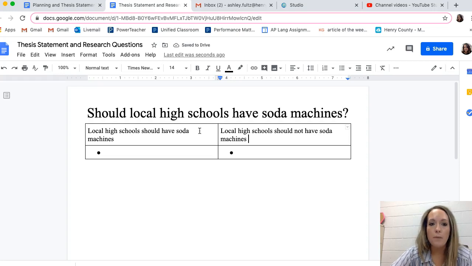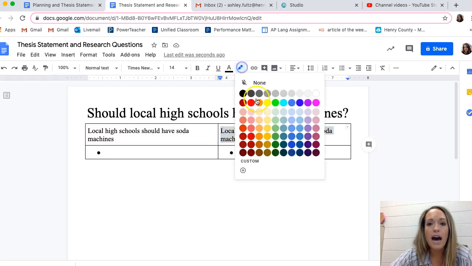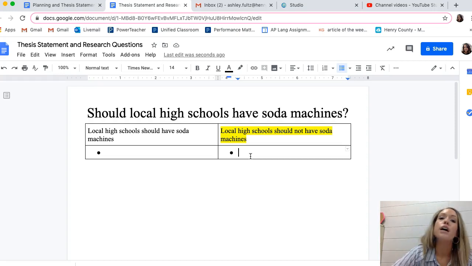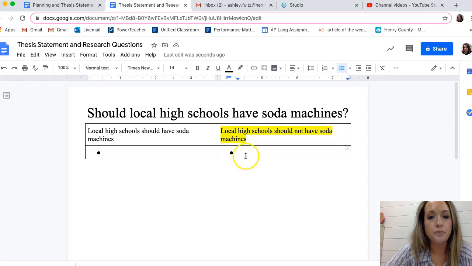Now, I am going to select side B. I'm going to go ahead and tell you, the reason that I'm selecting side B isn't necessarily because I believe in it. I just believe that my research is probably going to be a little bit easier if I do select side B. I think there's more research out there as to why we shouldn't have sodas in high schools, rather than why we should. So again, I'm going with side B. It doesn't necessarily mean that I have to believe in side B, but I'm going to write my paper on side B.